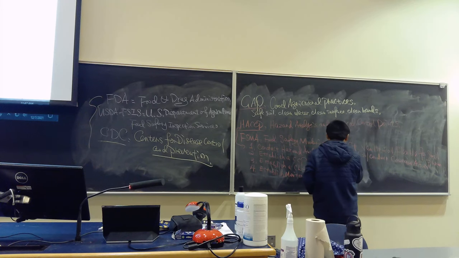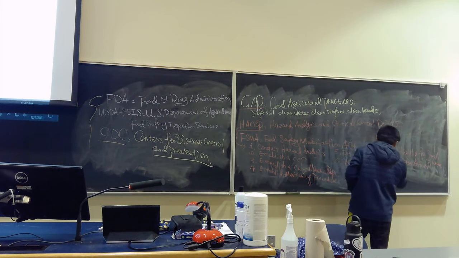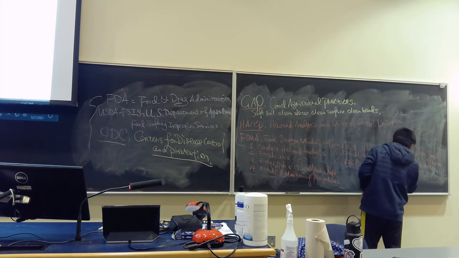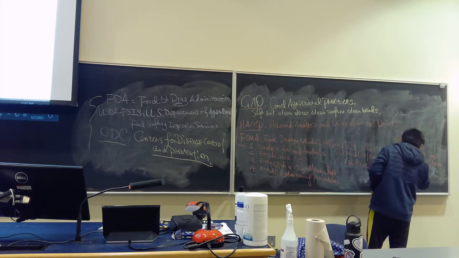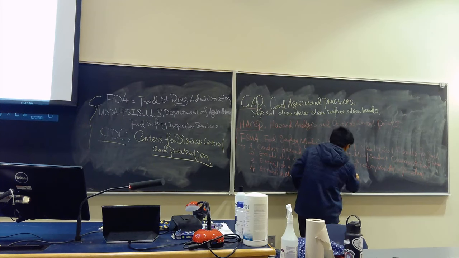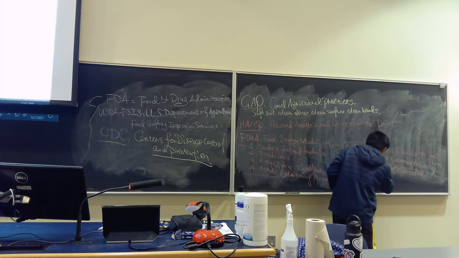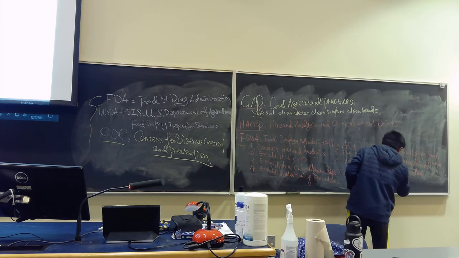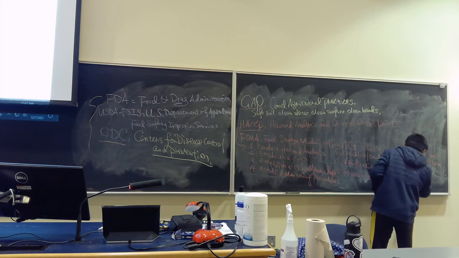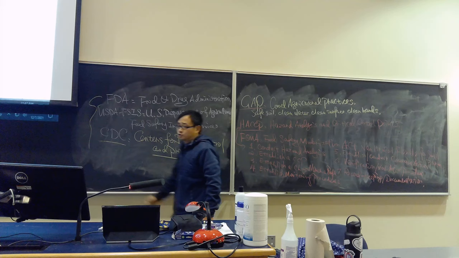Okay, what is number six? Verification and validation procedures. What's number seven? Record keeping and documentation. Okay, these are the things you should know.